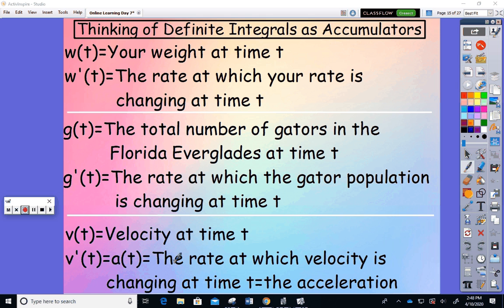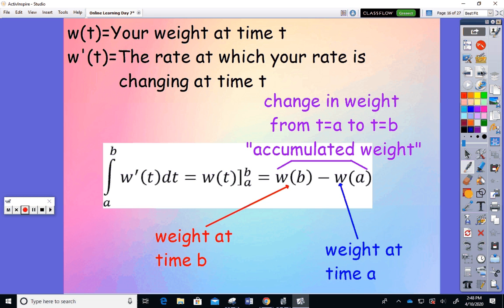So G of t could be the total number of gators in the Florida Everglades at time t. Maybe they do an annual count, try to keep track of the gator population annually. And then G prime of t would be the rate at which the gator population is changing. It might be increasing or decreasing at time t. V of t, of course, we're used to being velocity, and the rate at which velocity changes, V prime of t, is called acceleration, and we list it as A of t. So these are just a few of the functions that we might deal with, and we might look at their rates of change. Now let's go backward.